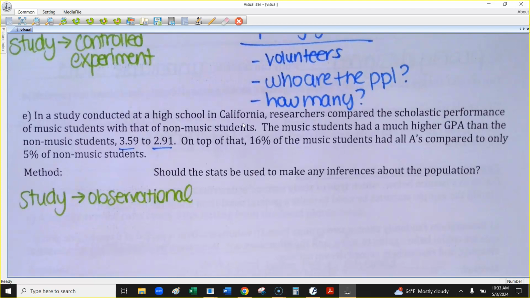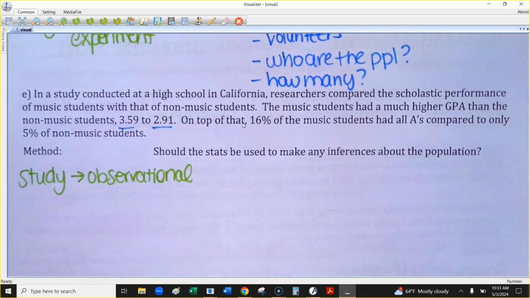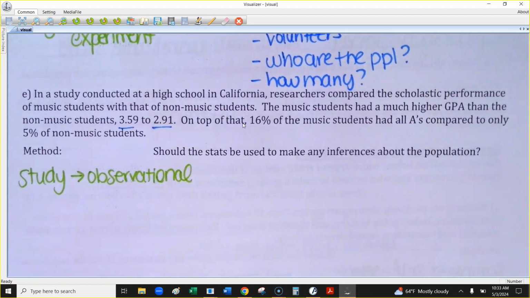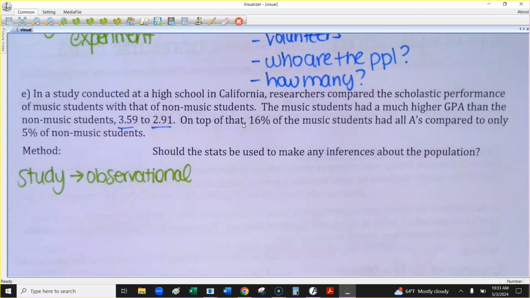Okay, now basically what I would say here is, if you're in music, you tend to have better grades, would be probably the argument. Do you think that's fair? Would this data be good? Does anybody see a problem with it? I think it's probably just looking at their GPA at the end of the year, like at the end of your junior year or whatever. 16% had all A's. It's such a small group within the whole school.